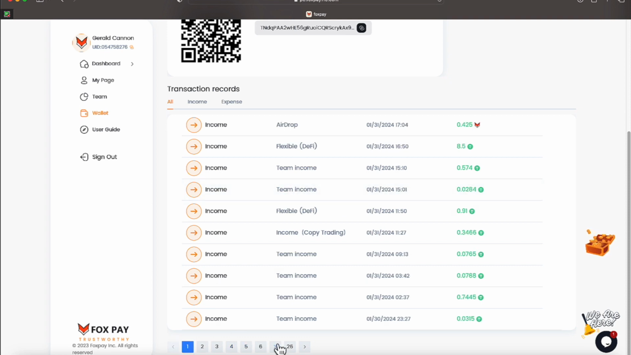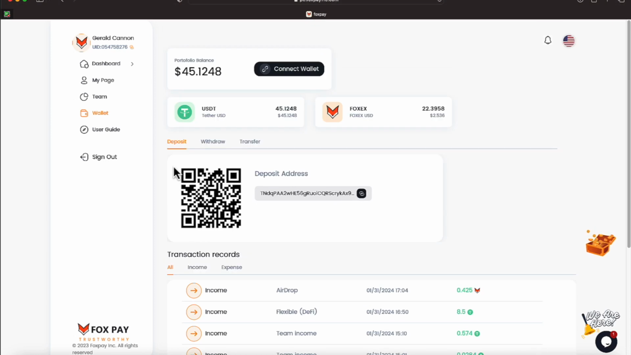We'll go to the next page. Team income of 3 cents, team income of 74 cents, team income of 7 cents, team income of 7 cents, copy trading income of 34 cents, DeFi income of 91 cents, team income of 3 cents, team income of 6 cents, and DeFi income of $8.50, and the airdrop of 0.425. All right, so things are proceeding along nicely with that.